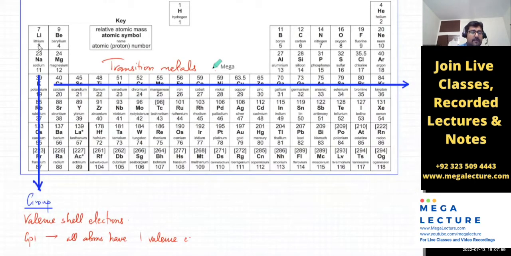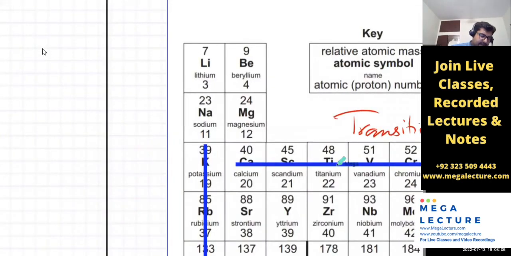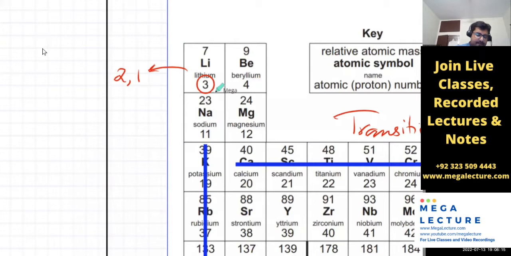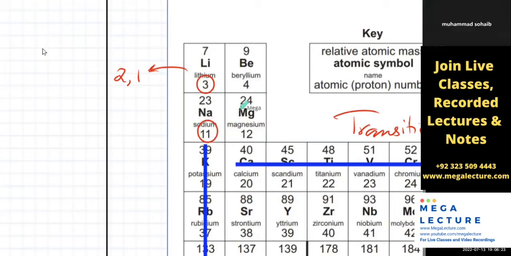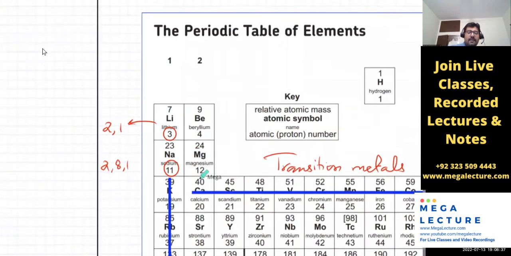So anything that's in group 1, like lithium, what's the electronic configuration of lithium? It's got 3 electrons, right? 2 and 1. So that means there's 1 electron in the valence shell. What about sodium? Sodium is 11. So what's the electronic configuration? It's 2, 8, 1. Okay, so it's 2, 8, 1, right? Anyways, all of them are going to have 1 electron. Similarly, group 2, all of them will have 2 electrons in their outer shell.